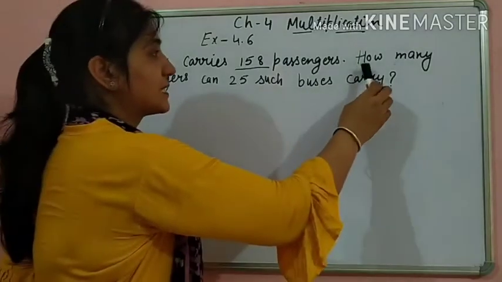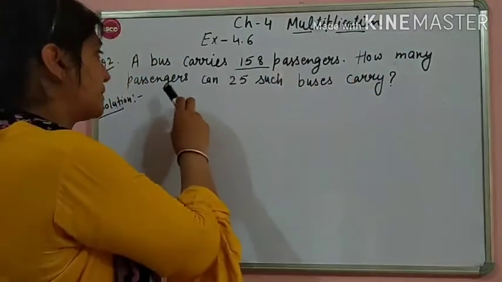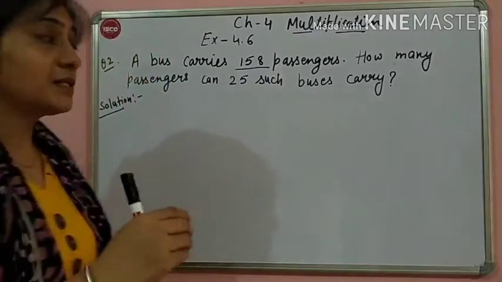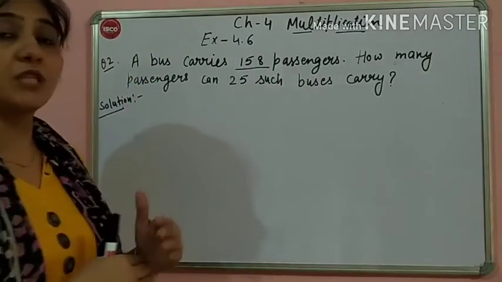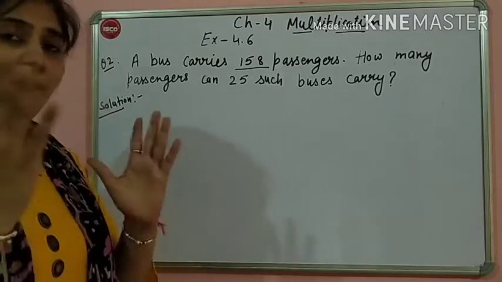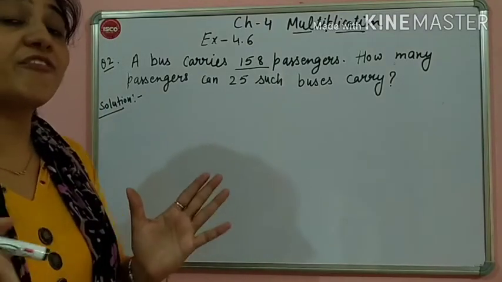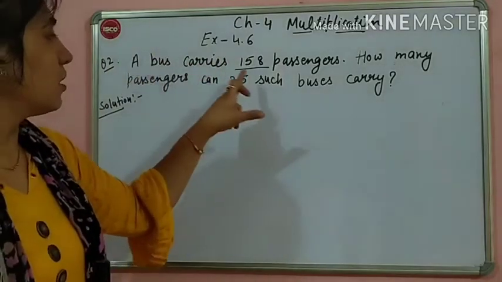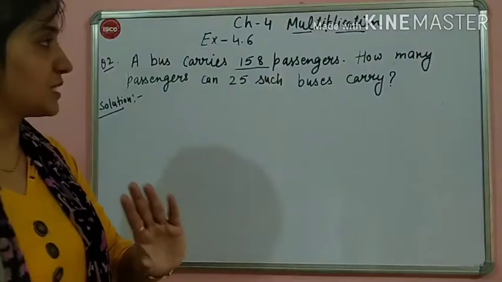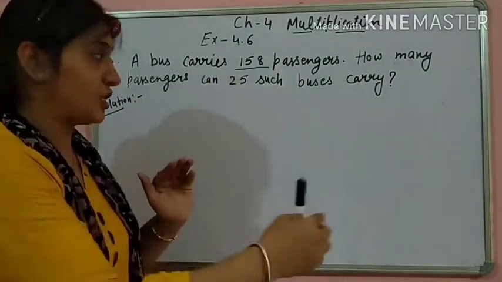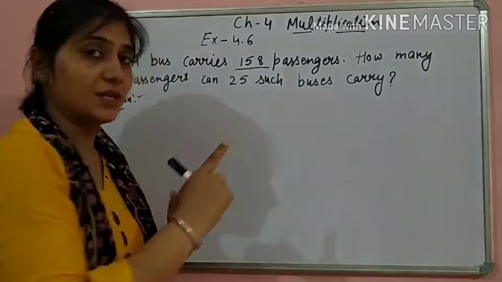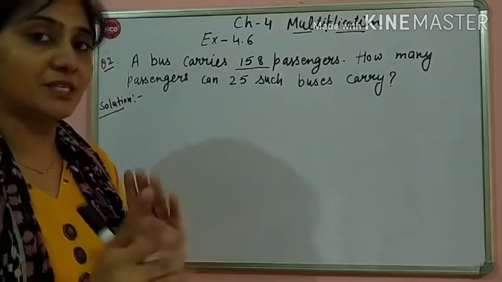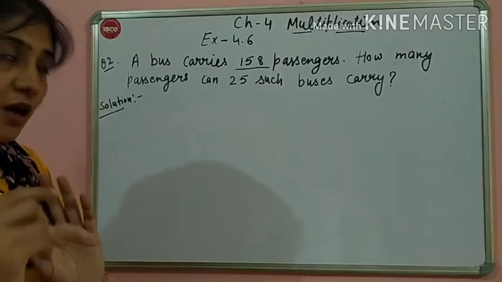Now your question is asking how many passengers can 25 such buses carry? It means your question is asking for the total number of passengers in 25 buses. The number of passengers in one bus is given and your question is asking to find the number of passengers in 25 buses. It means this is a question of multiplication.